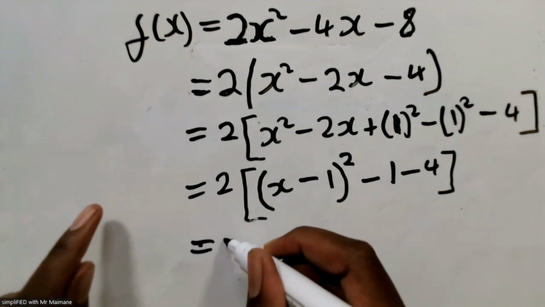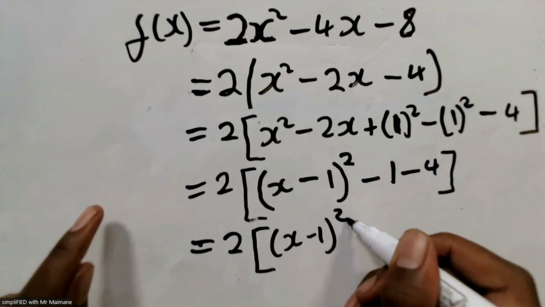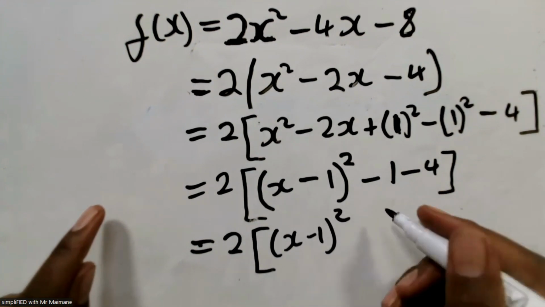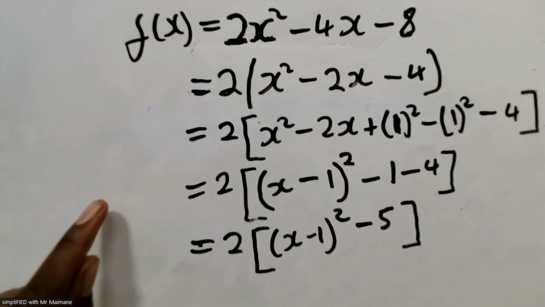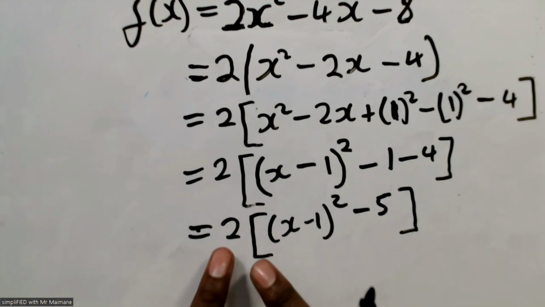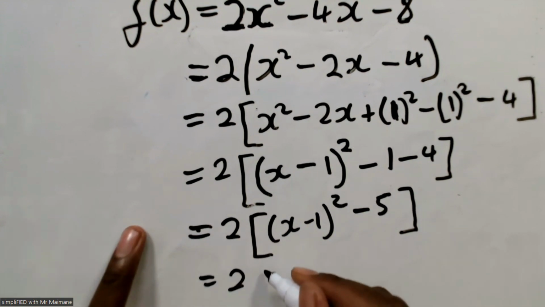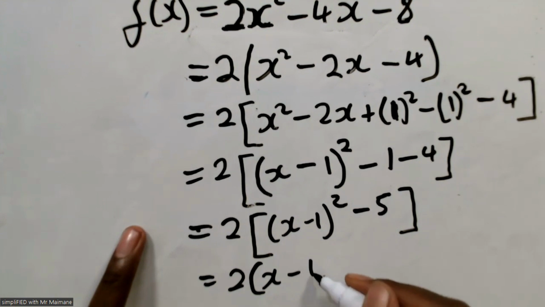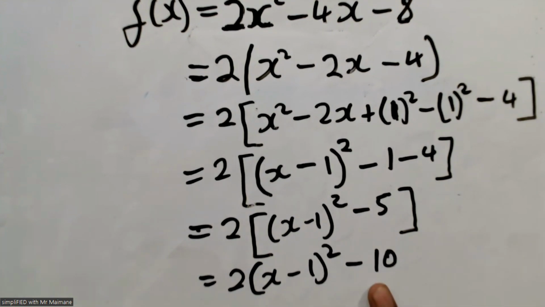Therefore, this is the same as 2 times x minus 1 squared. I just want to simplify this part. Minus 1 minus 4 is minus 5. The next step now is just to multiply 2 with what is inside. I must multiply 2 with what is inside. So this is going to be 2 times x minus 1 squared, minus 10. So now this is in the form of the vertex.